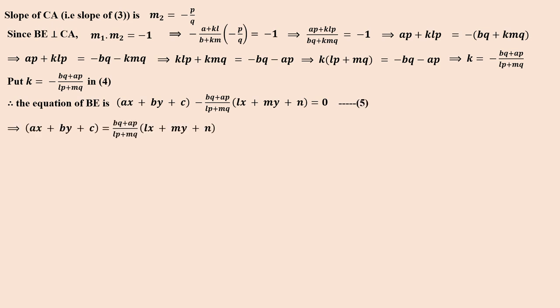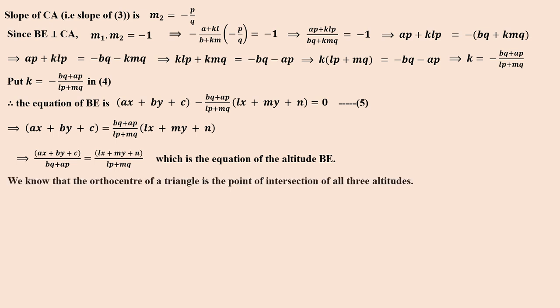So that is AX plus BY plus C, which is equal to, take that minus term to the other side, which is equal to (BQ plus AP) by (LP plus MQ) into (LX plus MY plus N). This implies, just cross multiply, the right hand side numerator to the left hand side, so it will come to the denominator. AX plus BY plus C by BQ plus AP is equal to LX plus MY plus N by LP plus MQ, which is the equation of the altitude BE.